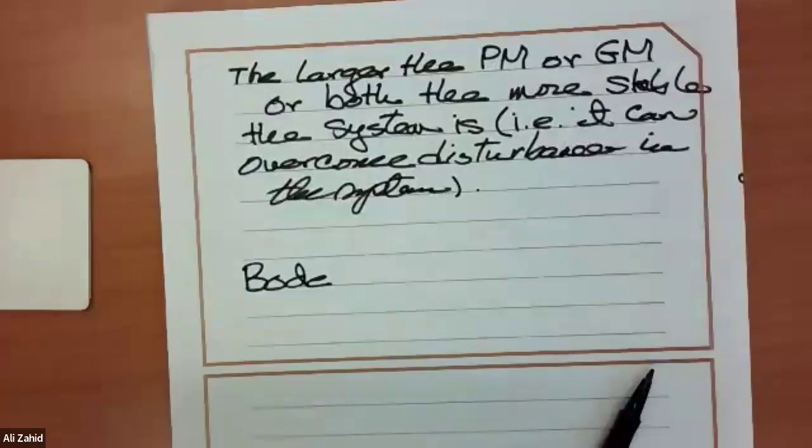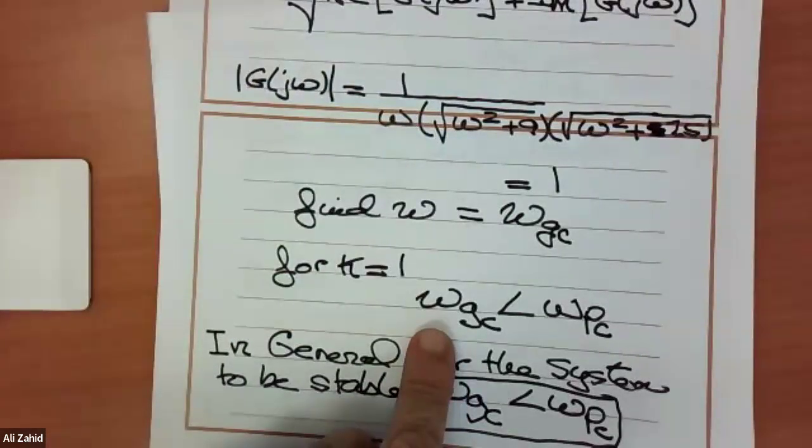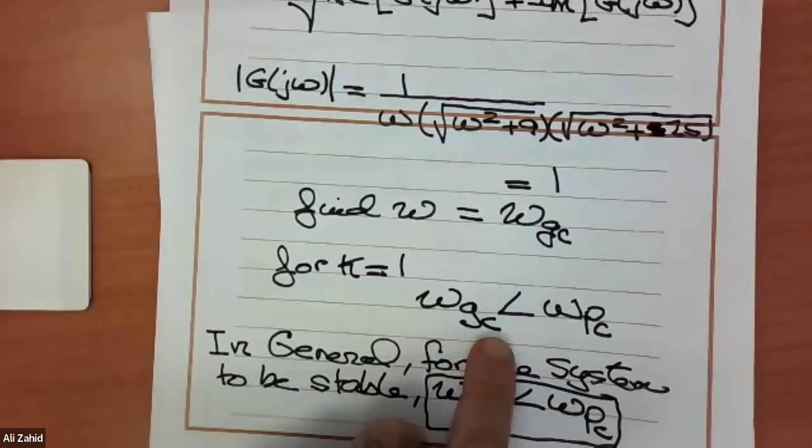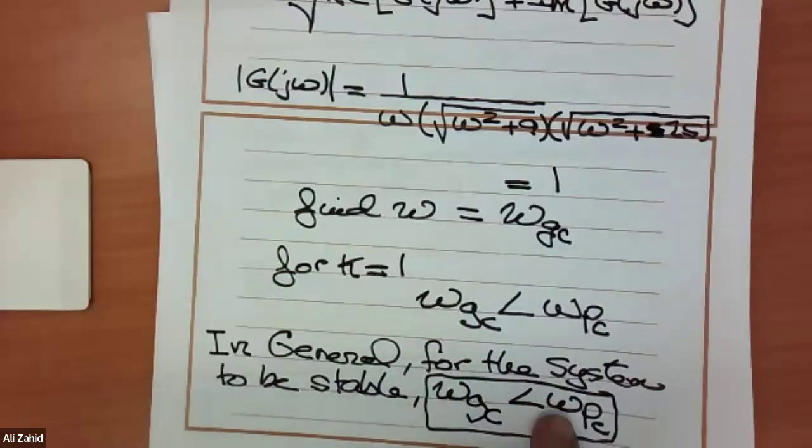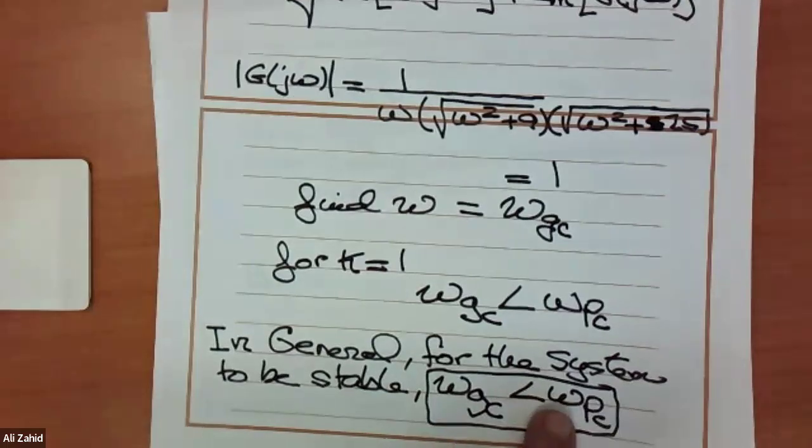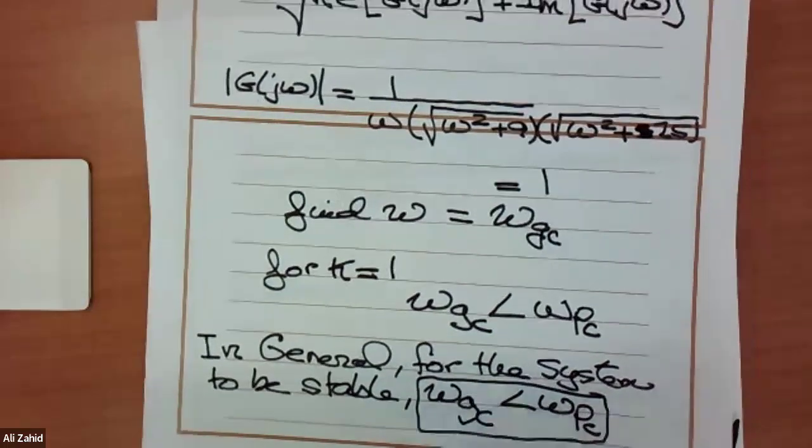One more time before we go to the body. Did you understand the last statement? What is the last statement? This one. Did you understand this one? The gain crossover frequency needs to be what? Less than the phase crossover frequency. Otherwise, you are hopeless. Did you get it or not?